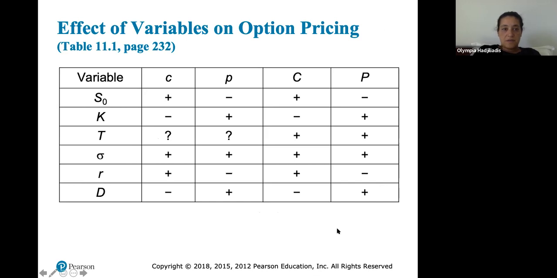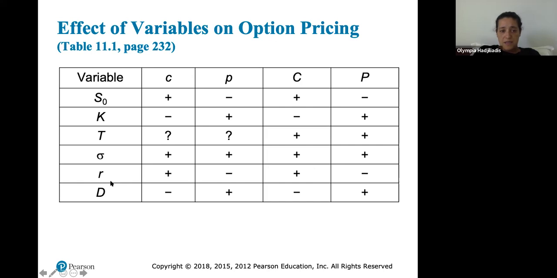And so this is the effect of each of the variables on option prices. As we can see, when S0 rises, call option price increases, put option price decreases. American call increases, American put decreases. When K rises, call option decreases, put option increases, same for American call and put. When time to maturity increases, it's unclear what happens to European put and call. But for American call and put, since you have more options on when to exercise, the value increases for both of them. If the volatility increases, this has the effect of increasing the values of all calls and puts, American or European, as we just saw.